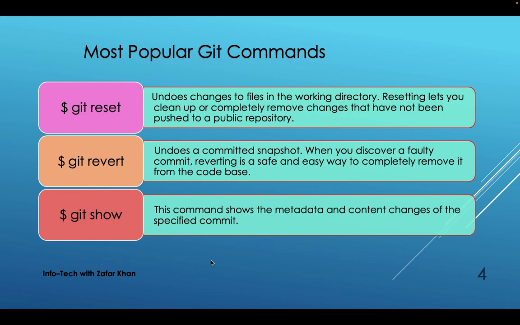Let's discuss the other command, git revert. Git revert basically undoes the committed snapshot. It means when you have created a file, added it into the staging area and then committed it, then you will undo this one. It will undo the existing commit when you observe a faulty commit. Reverting is the safe and easy way to completely remove it from the code base.